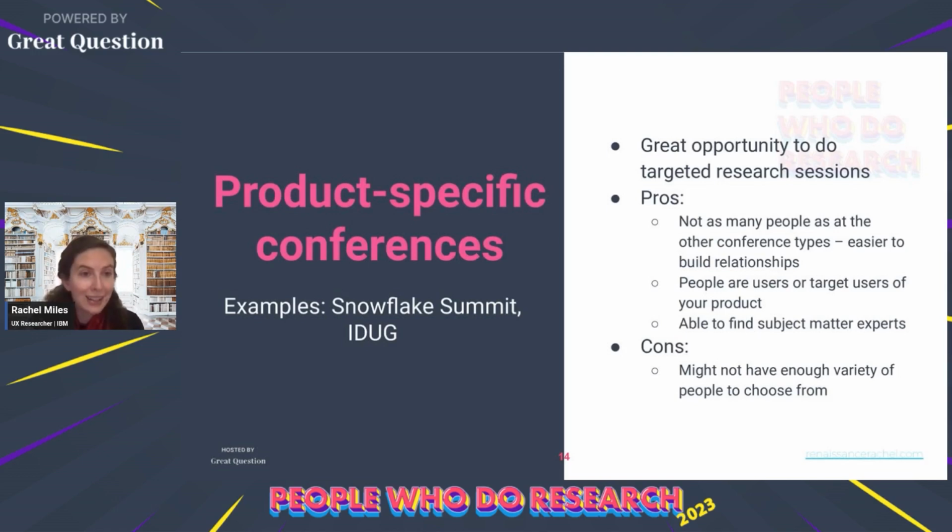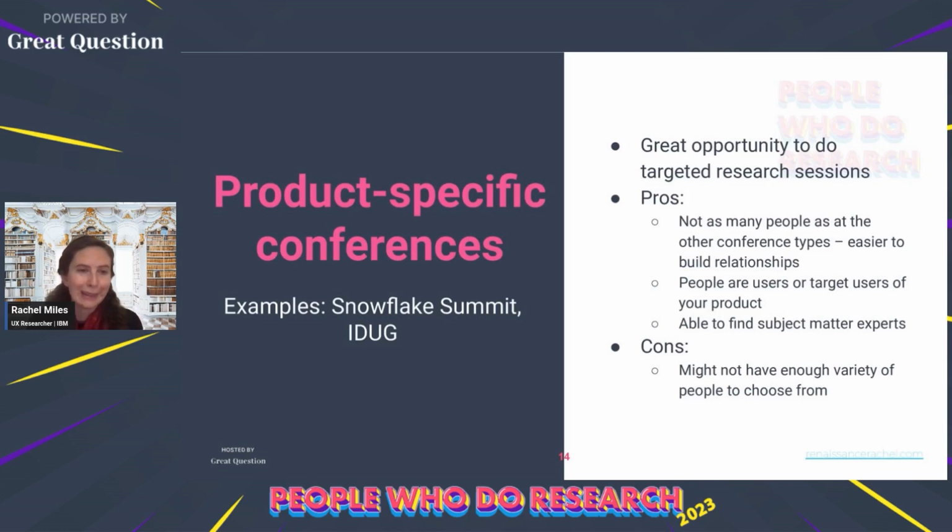And then IDUG is the IBM DB2 user group conference, and that's a conference specifically for that product. That was so helpful because these are the people who use the product. It's a really great opportunity to do very targeted research sessions. Pretty much anyone you talk to is going to be the right target user if you're working on a specific product. And it's nice because it's easier to build relationships. They're not as big.